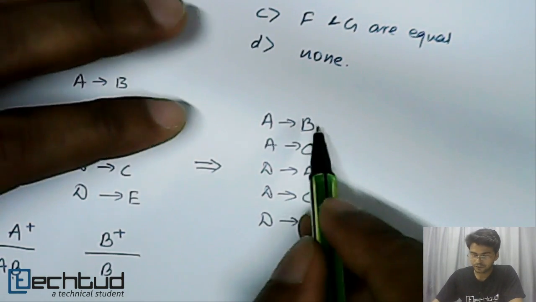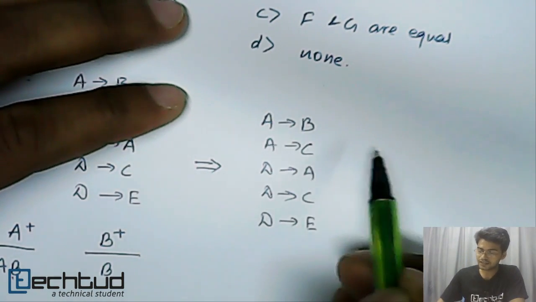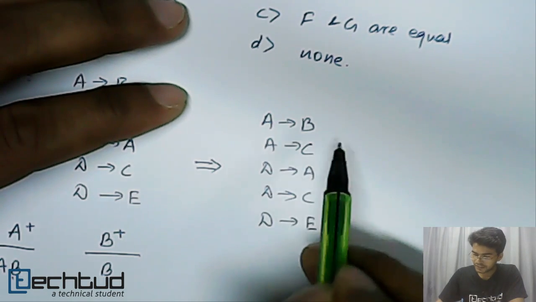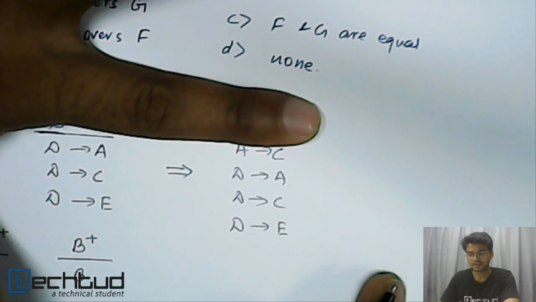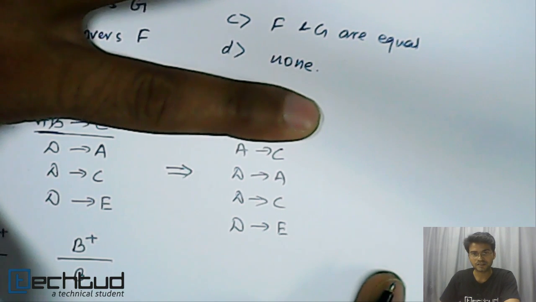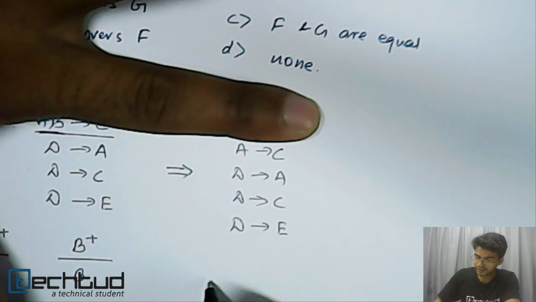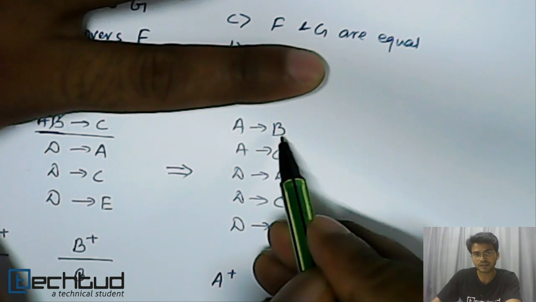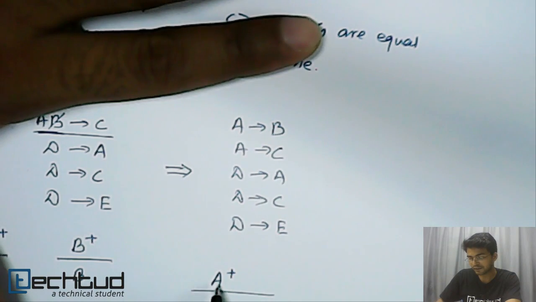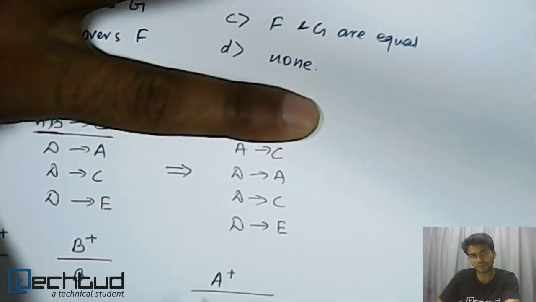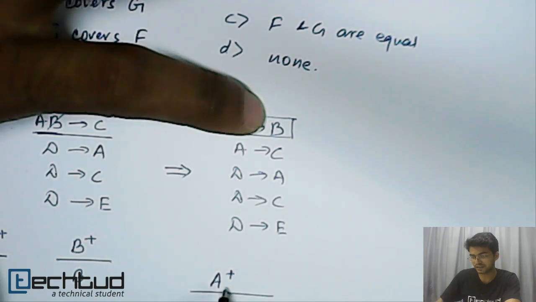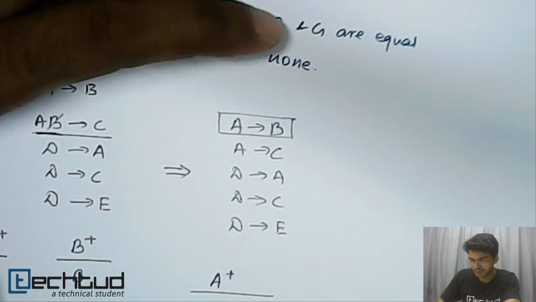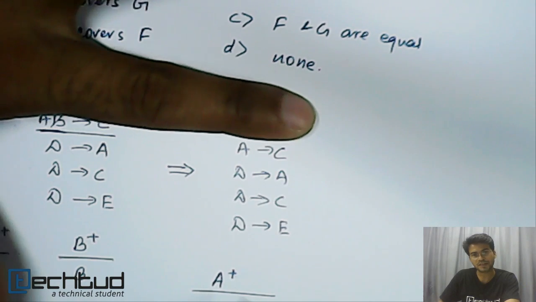Now we will check one by one for each functional dependency whether it is a redundant one or not. Once we check for one functional dependency, we will remove it, that is A implies B. We will check whether from A closure we can find out B, without using this functional dependency A implies B. If we can find out B, it means that this functional dependency is redundant.